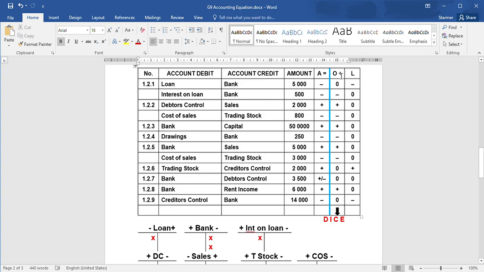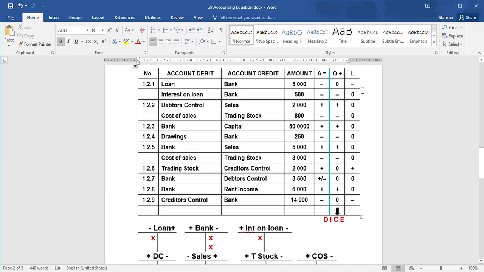Now you'll notice here that I put a blue line. The reason for me putting a blue line is for me to check after each transaction, because this equation is A must equal O plus L. So I've minus from the left and I've minus from the right.